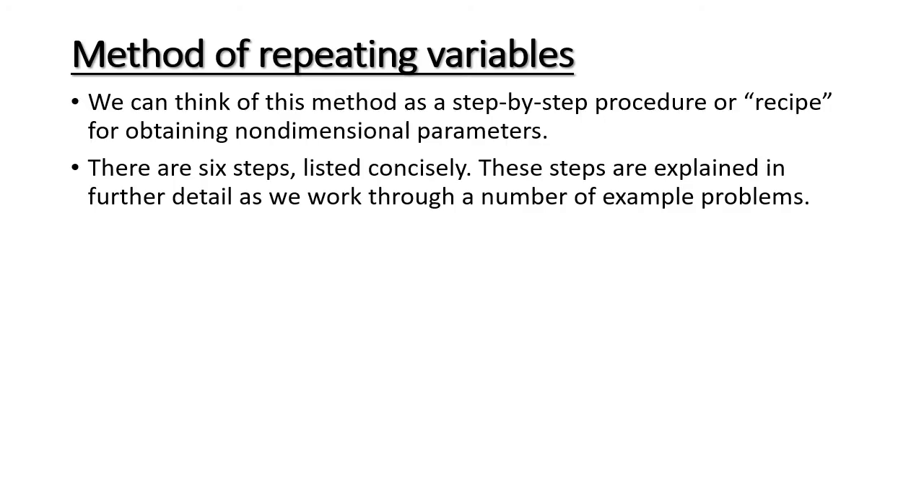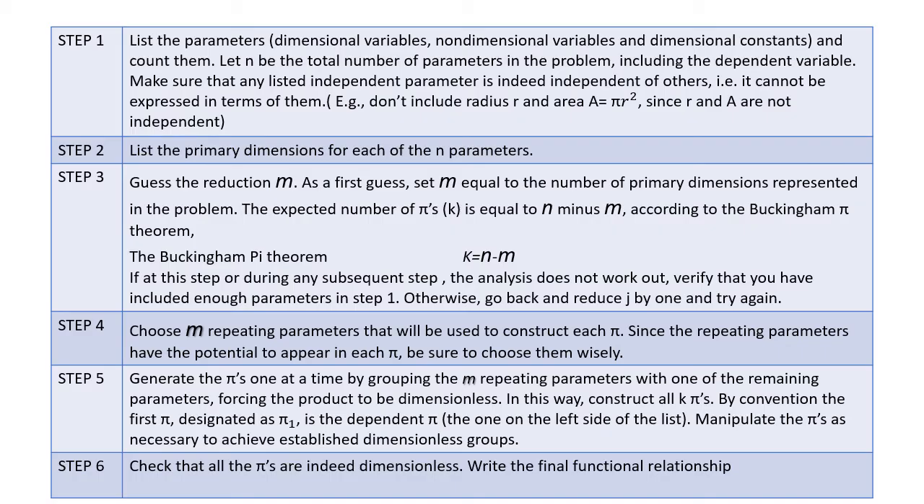So what is the method of repeating variables? We can think of this method as a step-by-step procedure or recipe for obtaining non-dimensional parameters. There are 6 steps listed concisely. These steps are explained in further detail as we work through a number of examples. Whatever we discussed previously under the Buckingham Pi theorem heading is all written here just in steps. So we'll just quickly read this.